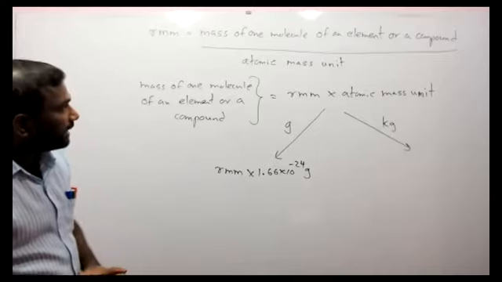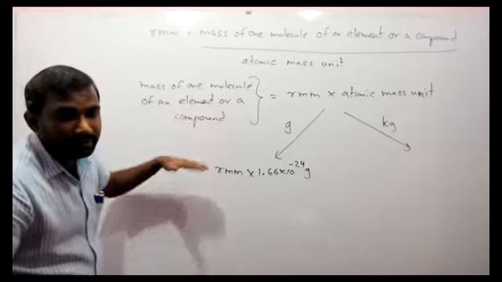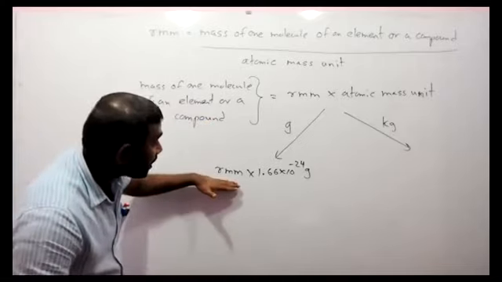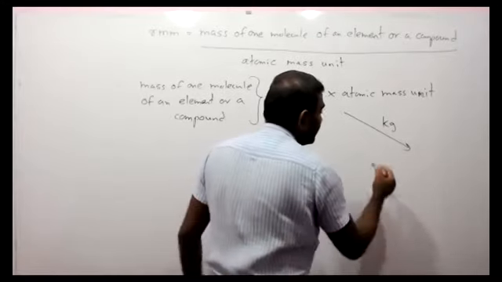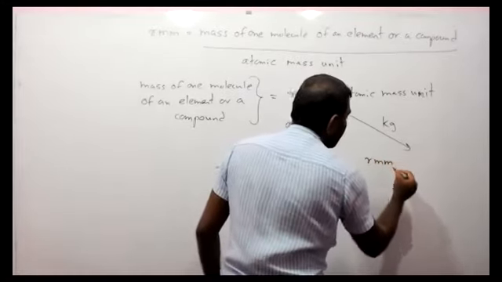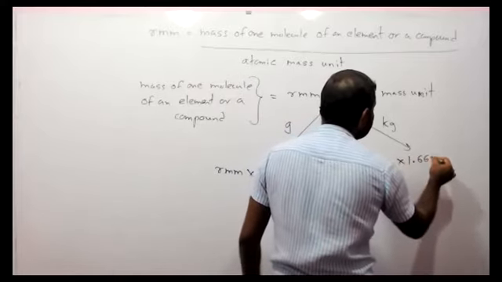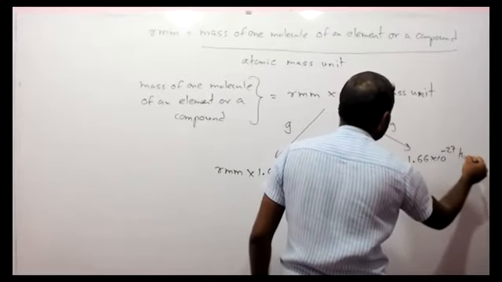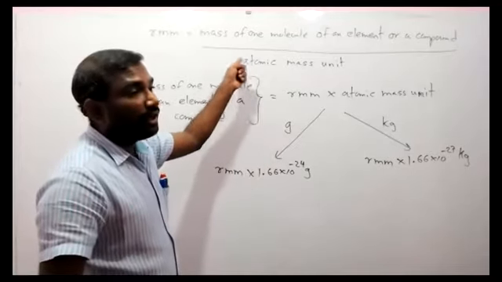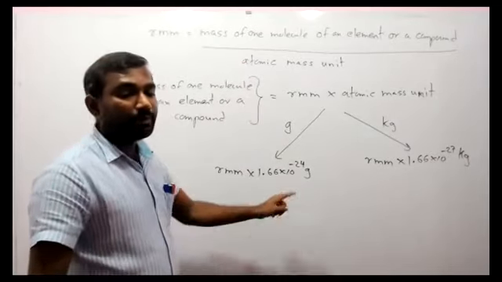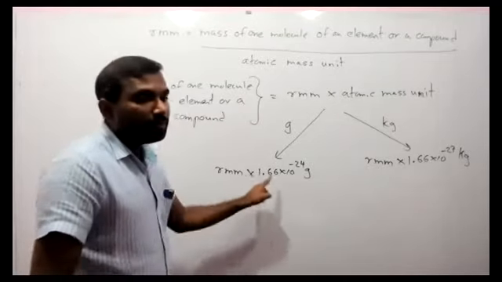Right, children? If you need the mass of one molecule of that element or compound in grams, you take the RMM value, and multiply it by the gram value of AMU. If you need it in kilograms, take the relative molecular mass of that element or compound, then multiply it by the kilogram value of AMU, 1.66 into 10 to the power minus 27 kilograms. Same as the previous thing: mass of one atom of an element is RAM multiplied by the AMU. Mass of one molecule of an element or compound is RMM multiplied by AMU.